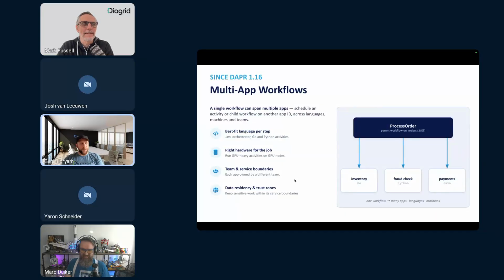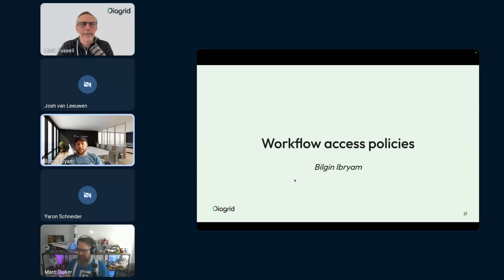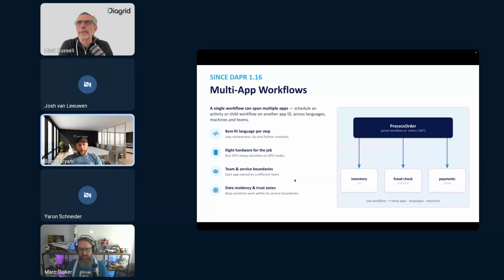Hello, everyone. I'll talk about two features that have been added in Dapr 1.18 and how we are using those in Catalyst. The first one is workflow access policies. As you might know, Dapr 1.16, two releases ago, added multi-app workflows. This is a very cool feature that lets you distribute workflow executions across multiple applications. For example, if you have a business process that needs to execute on multiple microservices for various reasons, you can do that with multi-app workflows.